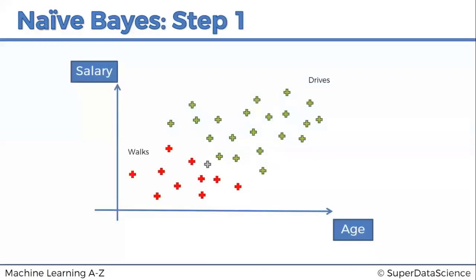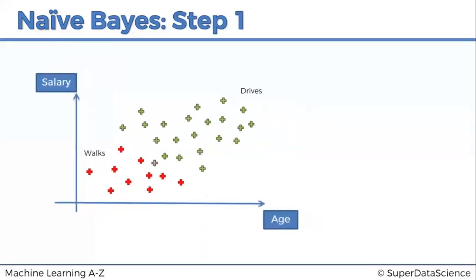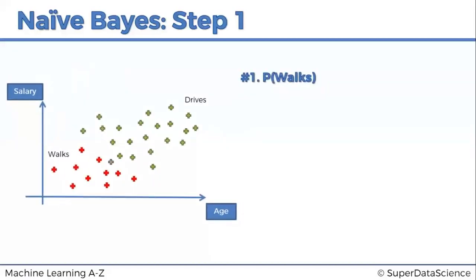Step one. All right, so here we have our visualization. Let's move it all to the left a little bit so we can make some space. Now we're going to calculate the first probability in our Bayes theorem: the probability that somebody walks. Just the overall probability. And what does that mean? That is the probability that somebody walks without knowing anything about them. So we're just saying we're going to add a new observation to our data set, but we don't know their age and we don't know their salary. We're just going to put it somewhere into our data set.